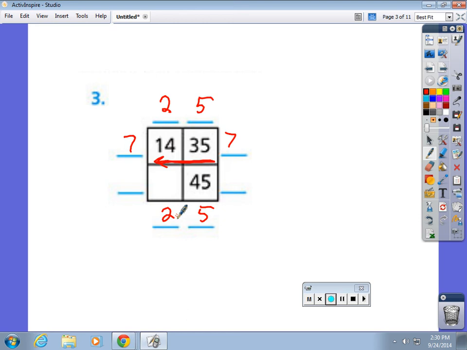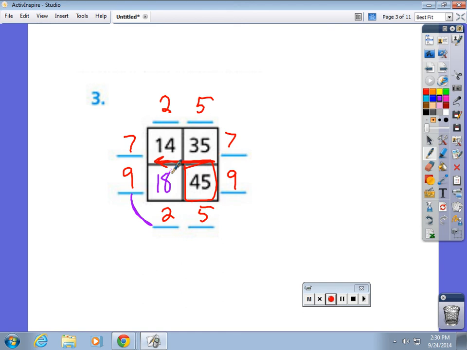I now only have to figure out this square. I have a 5 and a 45. 45 divided by 5 is 9. 9 goes straight across. I then have to use my 9 and my 2 to make my 18.